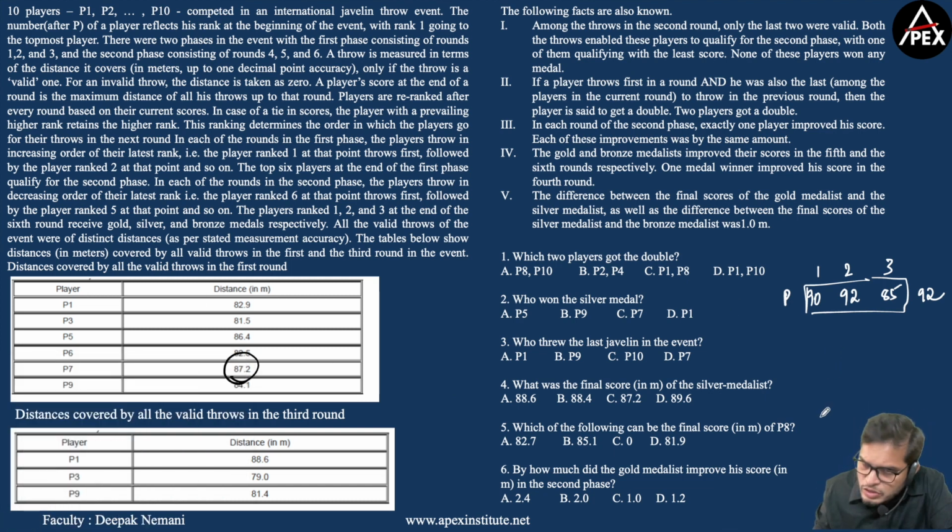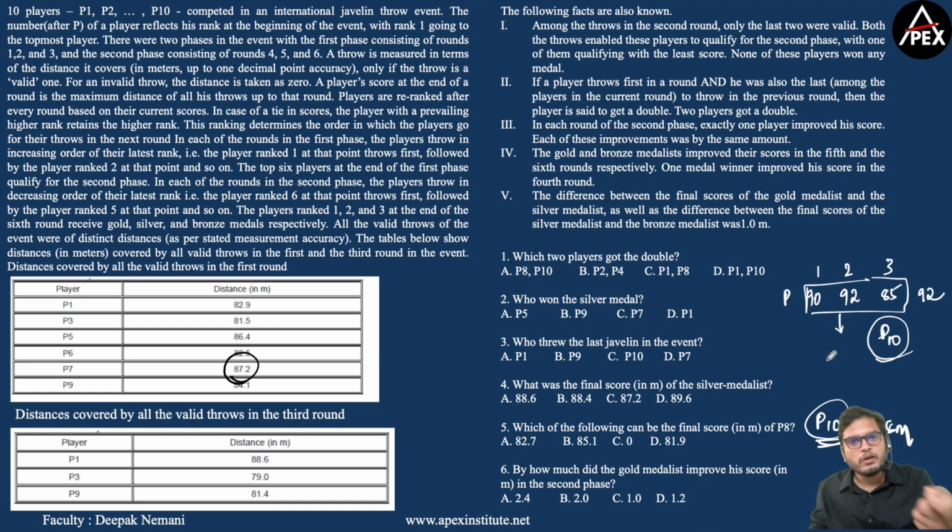For that, let us assume player P10. He was the last to throw in round 1. For example, let us assume that he had thrown a distance of 88 meters in round 1. So that was the highest, so he will get a chance to throw first in round 2. So P10 will be throwing first in round 2. This is called a double. In round 1 he was the last person to throw the javelin, whereas in the immediate next round he was the first person to throw the javelin. So this is called a double, and the player is said to get a double. Now 2 players got a double.